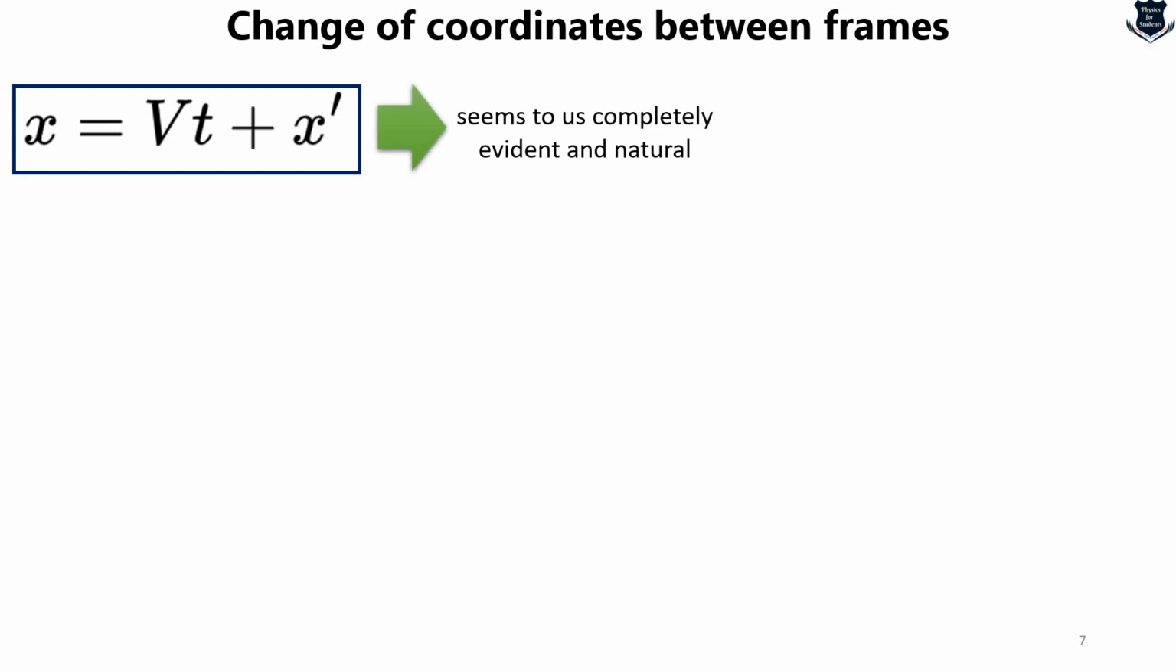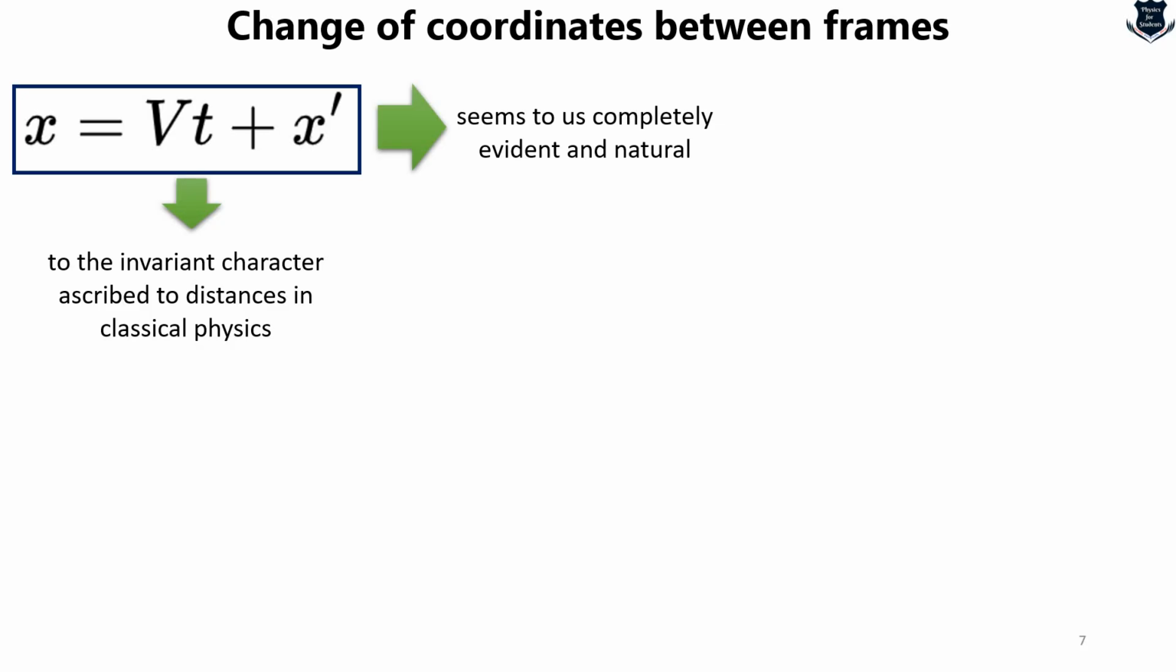Now this equation, although the coordinates transform, seems to us completely evident and natural. Why? Because it should be emphasized that the result you see right now, x equals Vt plus x prime, is closely linked to the invariant character which is given to distances in classical physics. That means in principle we can say that DOP equals DOO prime plus DO prime P.